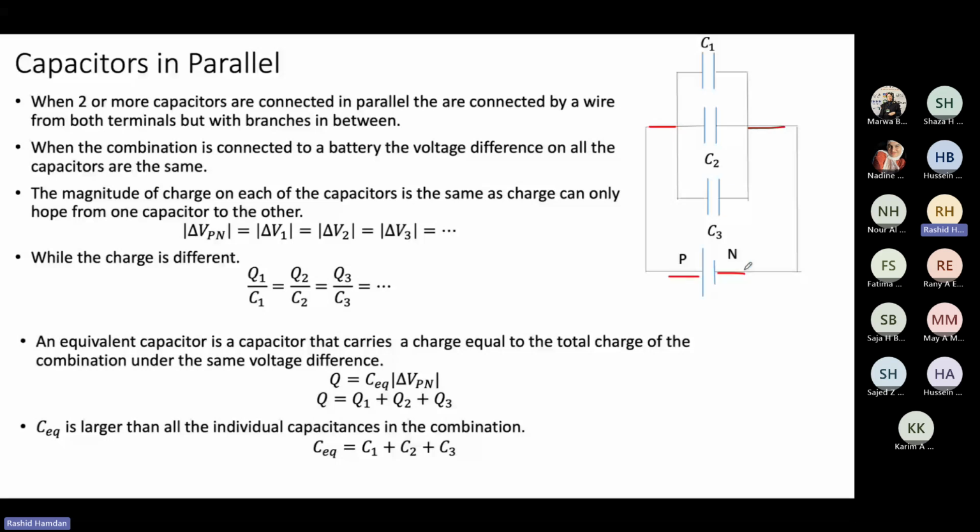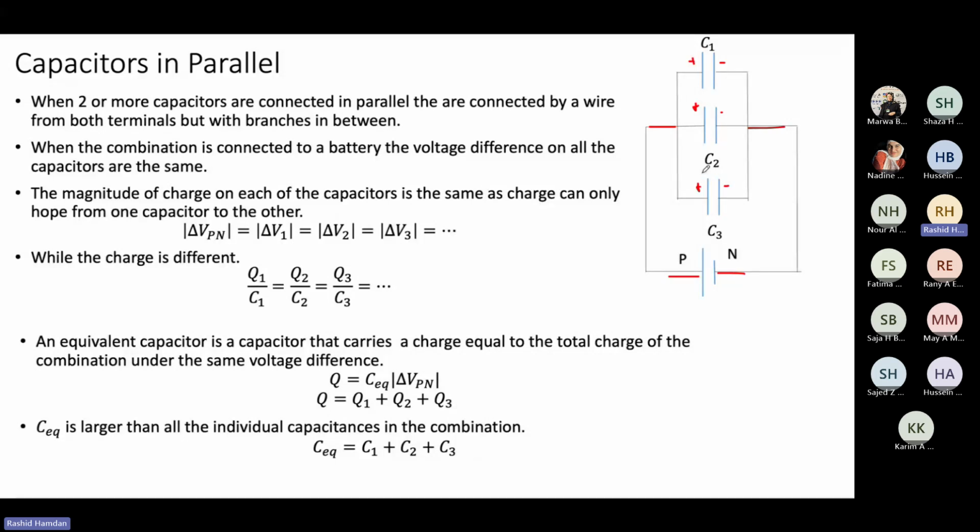Now this is going to be positive. This is going to be positive. This is going to be positive. Why? Because all of them are going to have the same voltage as the battery. The other side, this is going to be negative. This is going to be negative. And this is going to be negative. So they are not enforced by charge. So you see, all the positive are on the same side.